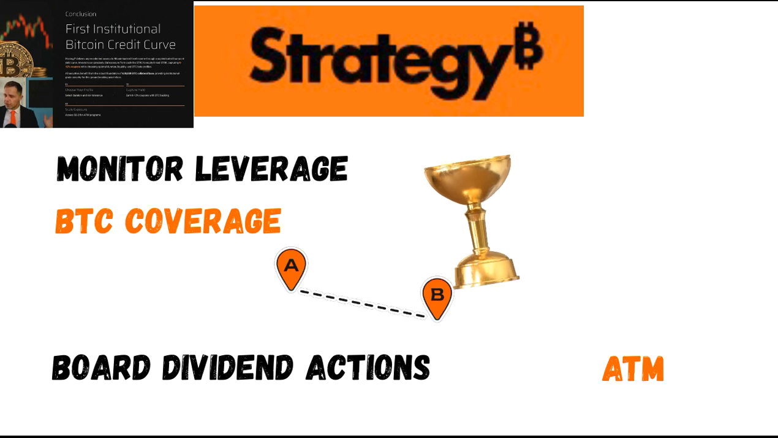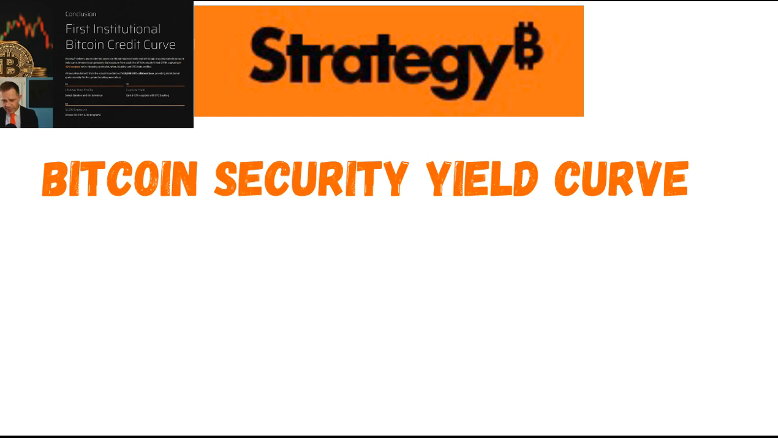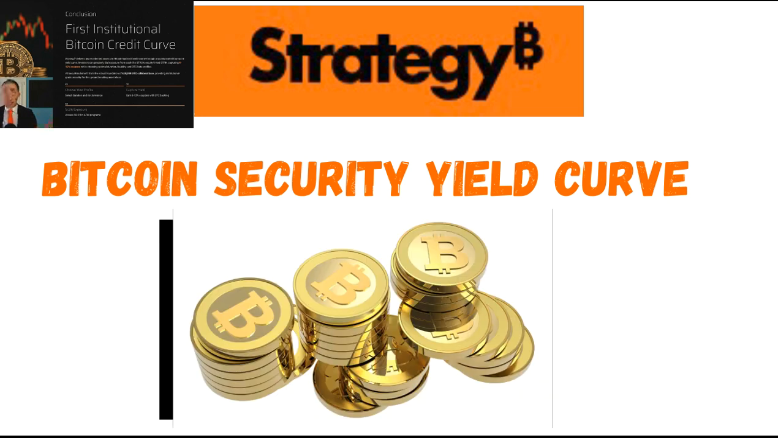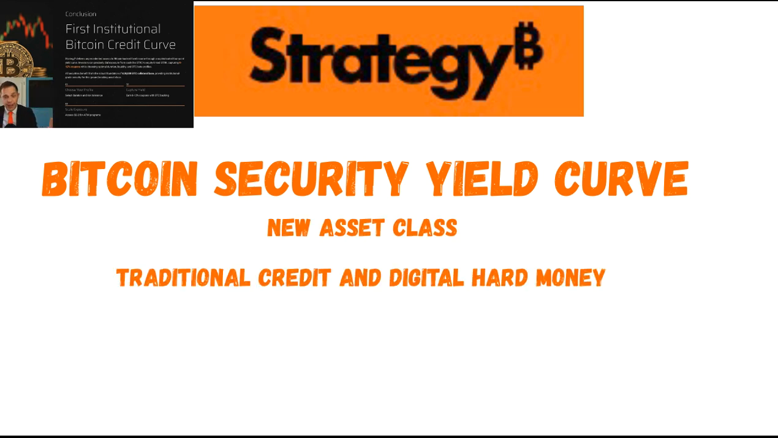So let's close by stitching the whole story together. Number one, what Strategy built is a complete Bitcoin secured yield curve that spans zero duration income to equity-linked upside, all inside of a single issuer and collateralized by 639,000 Bitcoin. And why this matters for markets is because fixed income investors can finally choose their preferred mix of yields, duration, and Bitcoin beta. This unlocks a new asset class that bridges traditional credit and digital hard money, and it's paying double to triple the yields you get from traditional income products.